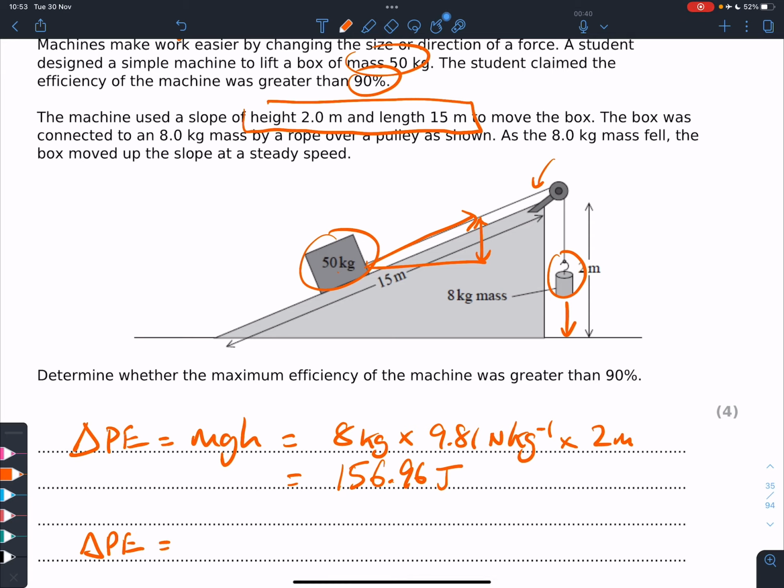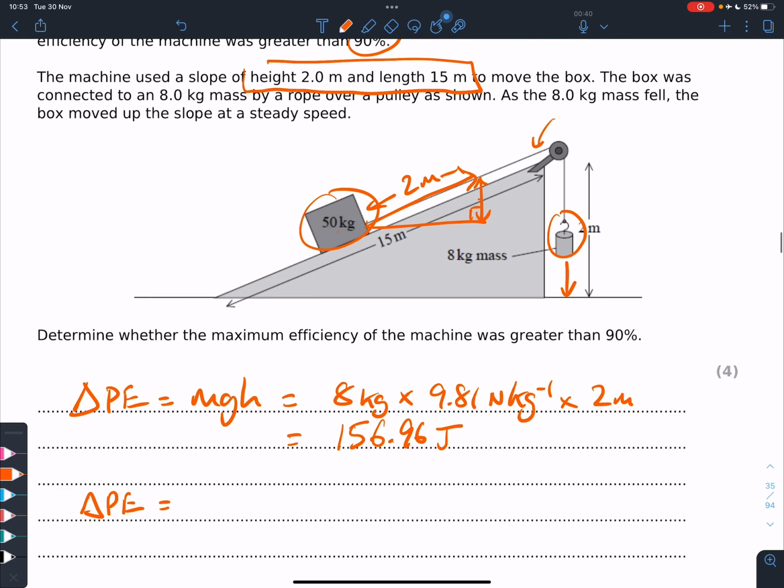Okay, so then we're going to look at the change in potential energy of this box, the 50 kilogram one, which moves up through a small distance. Now we have to find this distance. How are we going to do that? Okay. Well, let's work out. If this is 2 meters and we can work out what the angle is, then we can work out what this height is there.